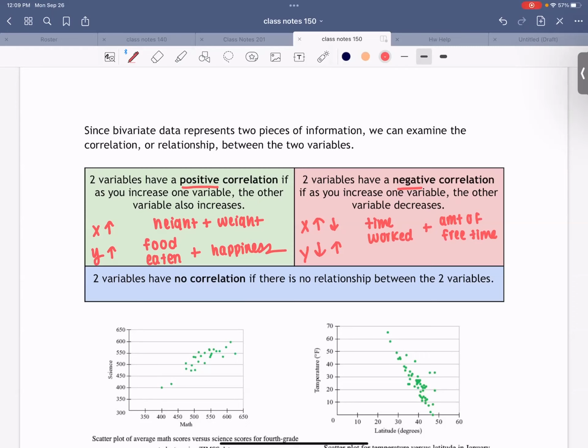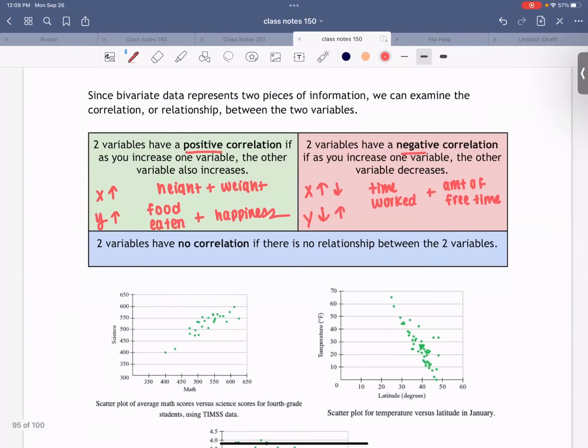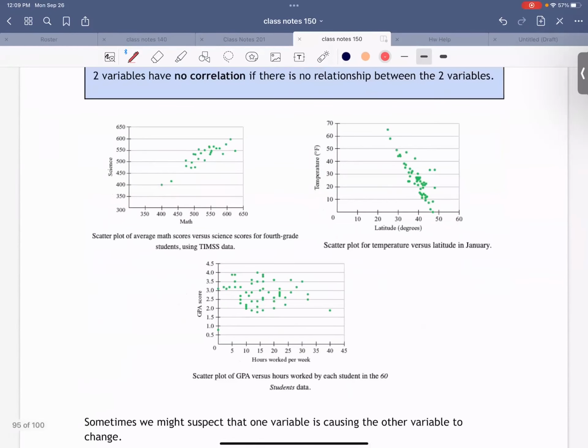Now, on the other hand, we might not have any correlation. So there is a possibility that two variables don't have any relationship between each other. They kind of, one thing doesn't really imply the other. Okay. We call that no correlation. Okay. So let's take a look at some graphs that have correlations associated with them.